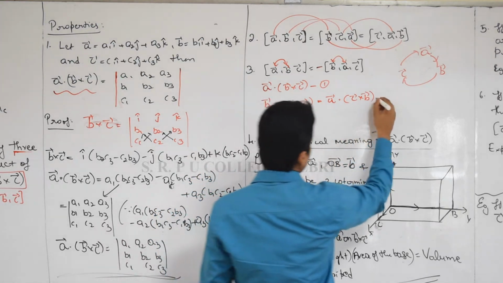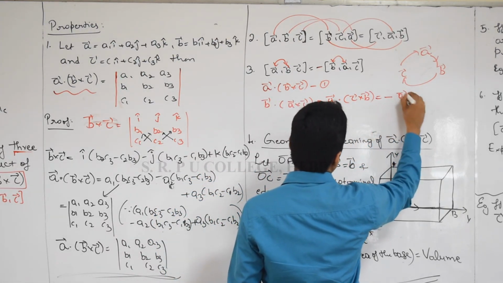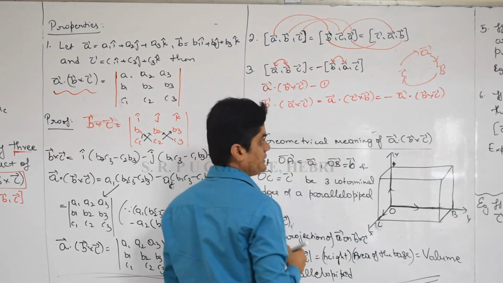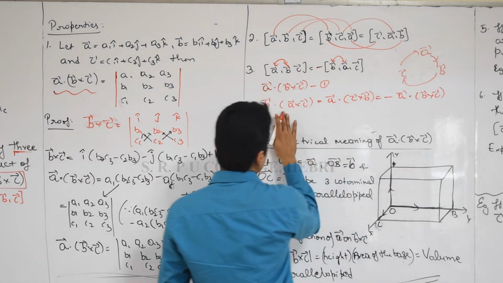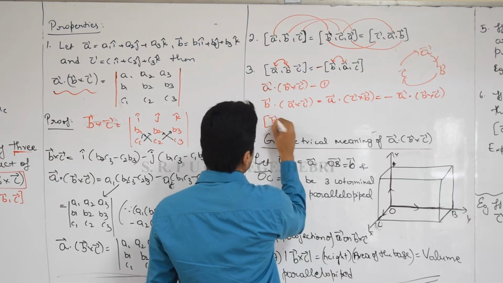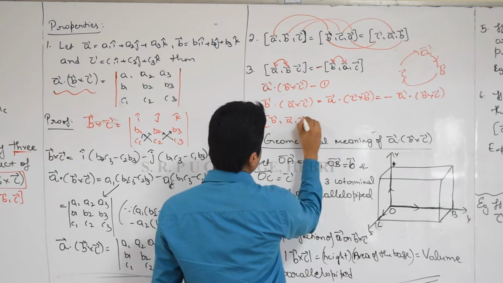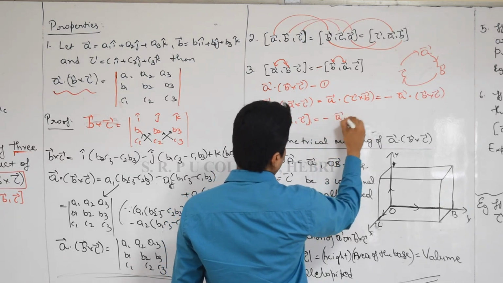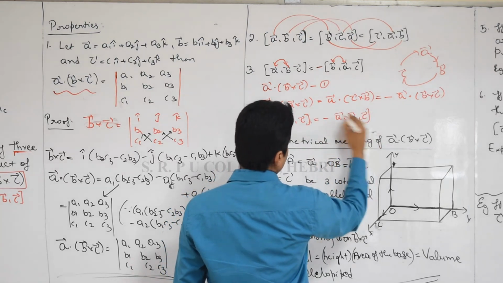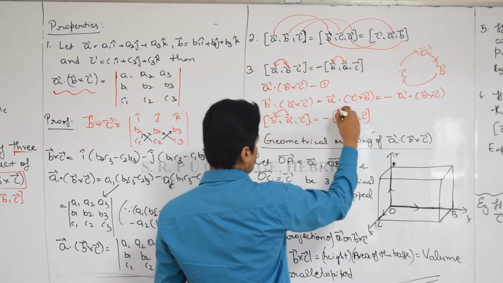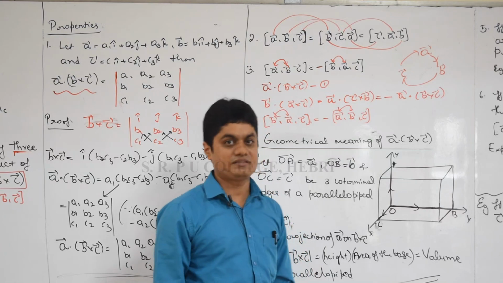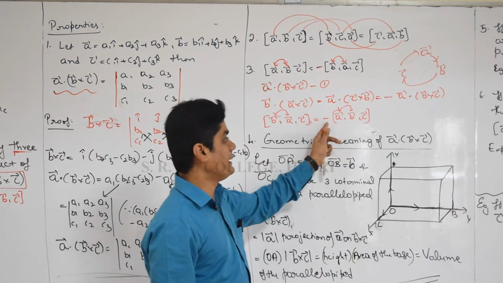Now this is also equal to minus of vector A dot B cross C, correct? Did you agree with me? So this is nothing but the right hand side, vector B comma vector A comma vector C. Now this is equal to minus of vector A comma vector B comma vector C. So when you interchange the position, the only change in the value of the scalar triple product is the minus sign. The magnitude remains the same, only the direction changes, that is, minus will come.